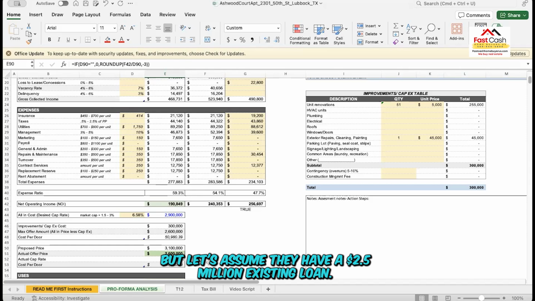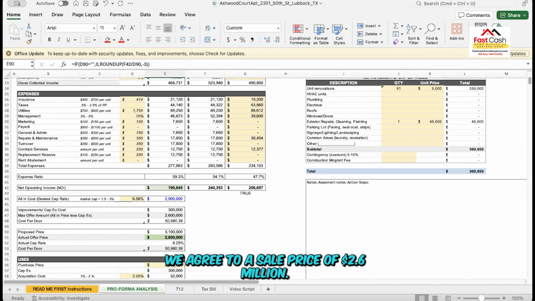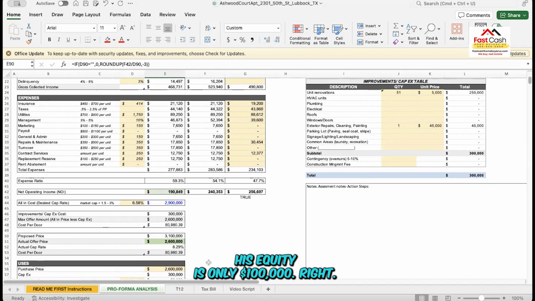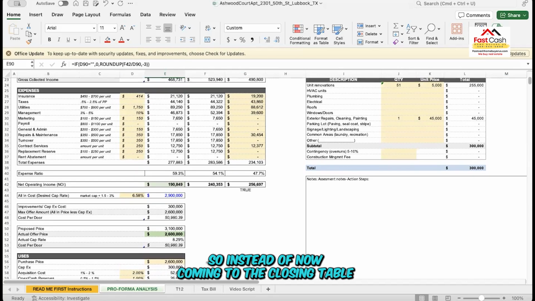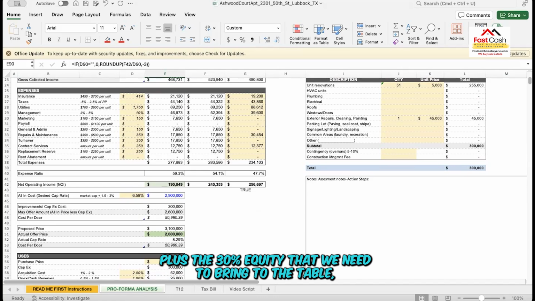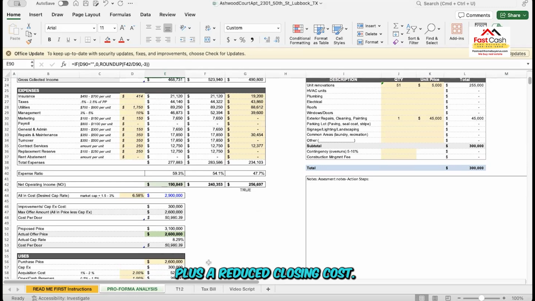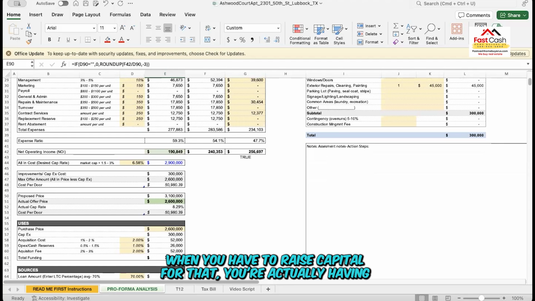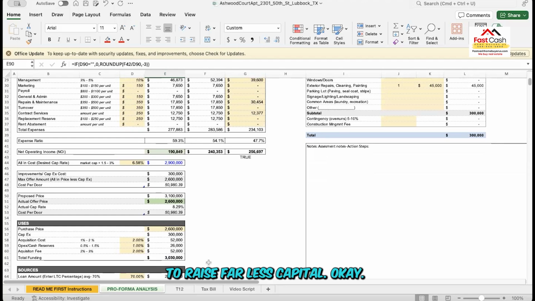But let's assume they have a $2.5 million existing loan. We agree to a sale price of $2.6 million. His equity is only $100,000, right? So instead of now coming to the closing table with all of the closing costs, all of the capex costs, plus the 30% equity that we need to bring to the table, you're only bringing the $100,000 and the capex plus a reduced closing cost. So when you have to raise capital for that, you're actually having to raise far less capital.